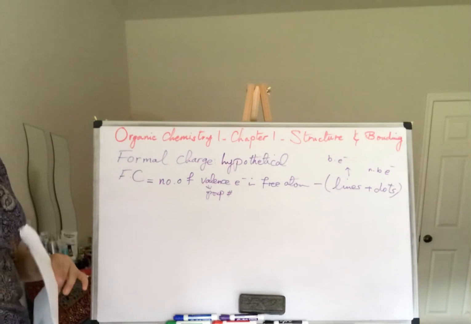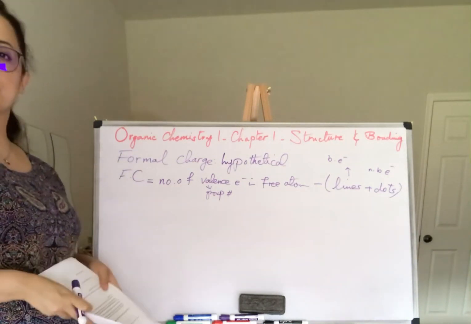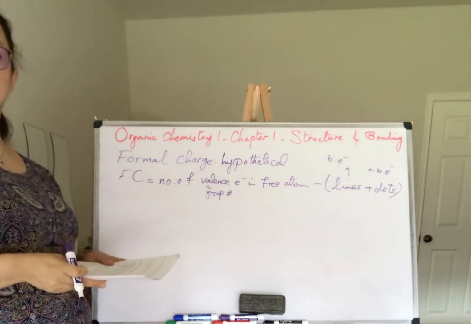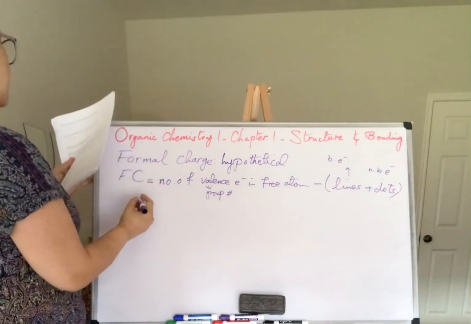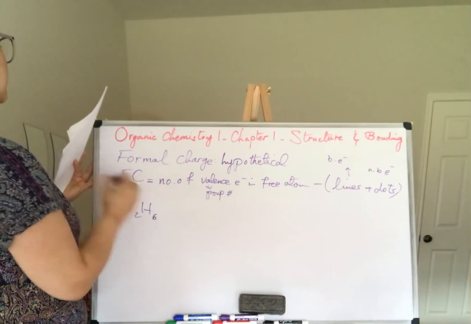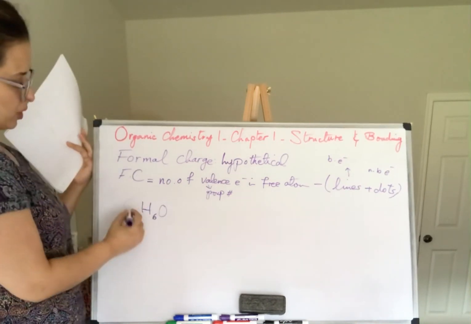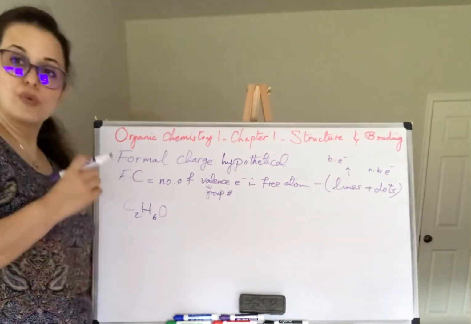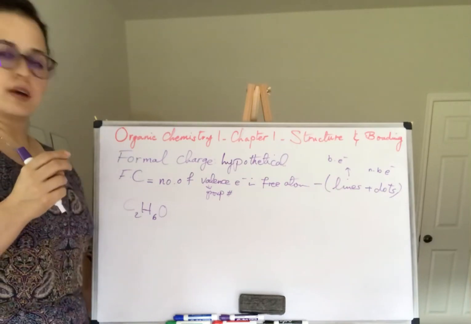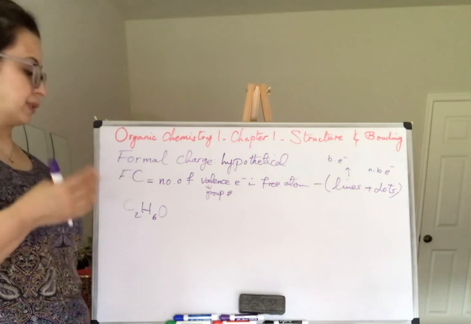Let's try to draw. The first thing in organic chemistry, just like in general chemistry, is knowing how to draw the Lewis structures. For example, if we have C2H6O and want to draw it, we need to make sure, as you remember from General Chemistry 2, that we must have 4 bonds around each carbon, or let's say 8 electrons. We must have a complete octet.